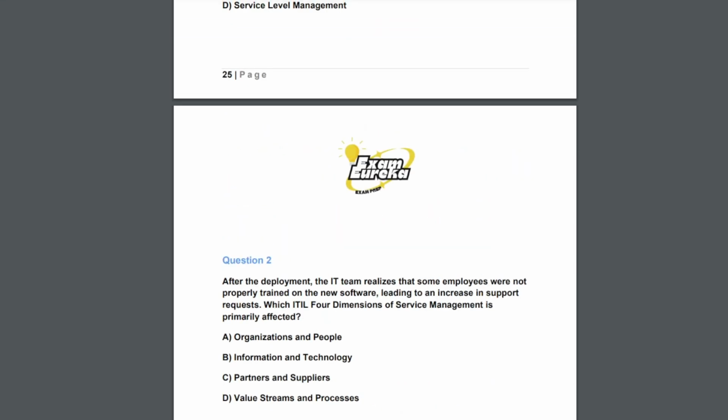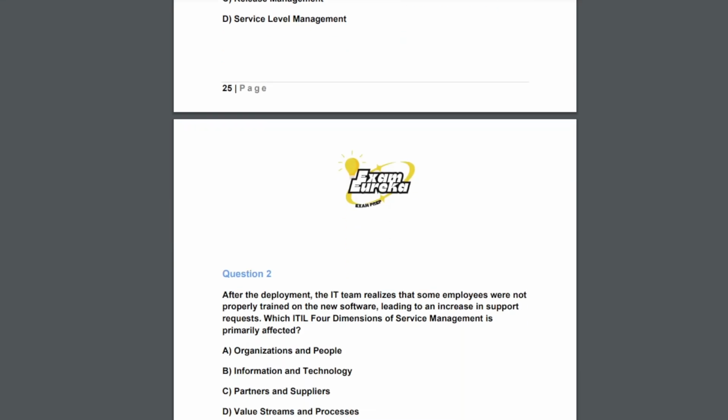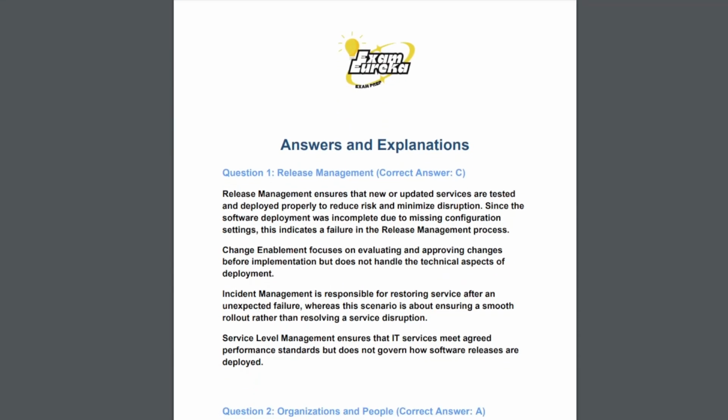First, let's just remind ourselves what the question 1 was. It's which ITIL practice ensures software releases are tested and deployed? That is, of course, release management. Release management ensures that new or updated services are tested and deployed properly to reduce risk and minimize disruption. Since the software deployment was incomplete due to missing configuration settings, this indicates a failure in the release management process.